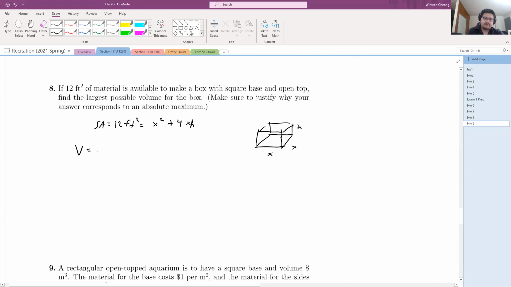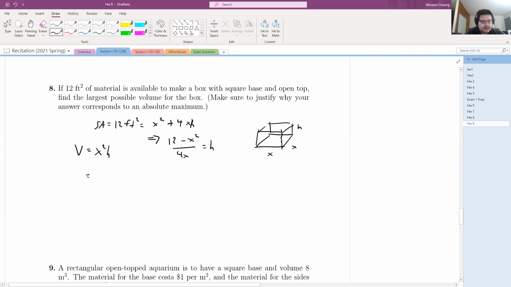Well, to start off with the volume, if we just think about this naively, it's going to be X squared times H. But to optimize this, we need this to be a function of one variable. So we need to get rid of one of these variables. So that's where the surface area thing comes into play. All right, so I want to then solve this for H. 12 minus X squared and then divided by 4X is going to give me H.